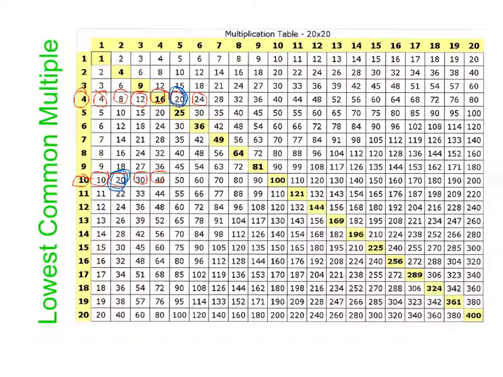So there's one way you can do it by using a multiplication table to determine which multiple of those numbers is the smallest. And again, this is a really good strategy to use when you are doing things like adding and subtracting fractions. So this is one way to find lowest common multiples.